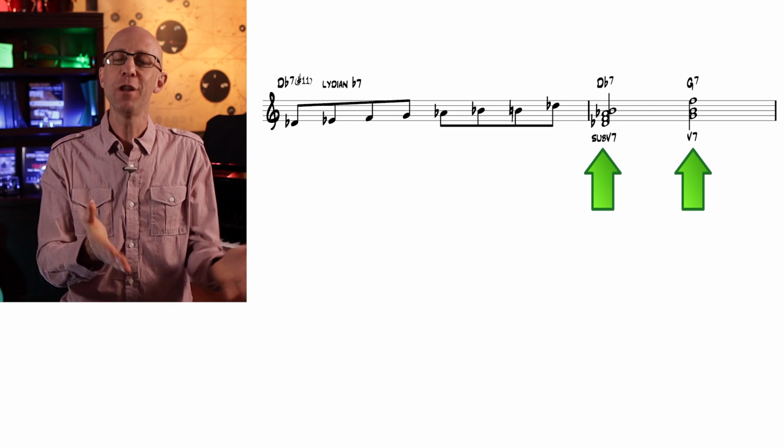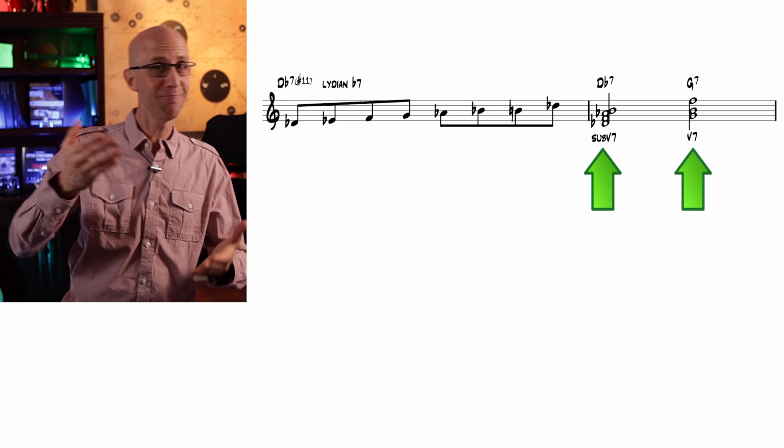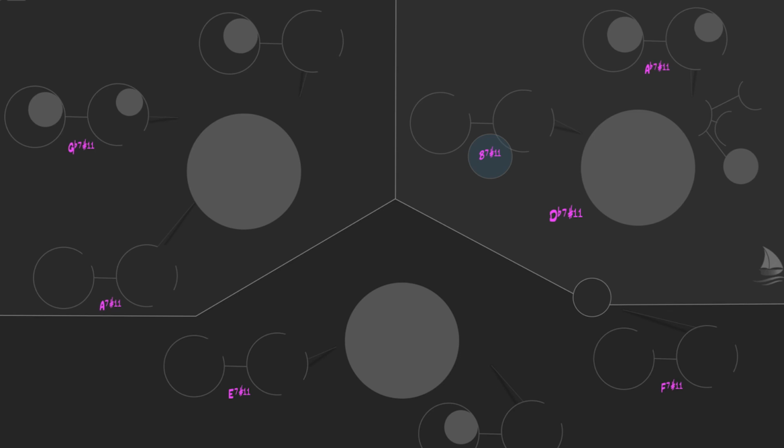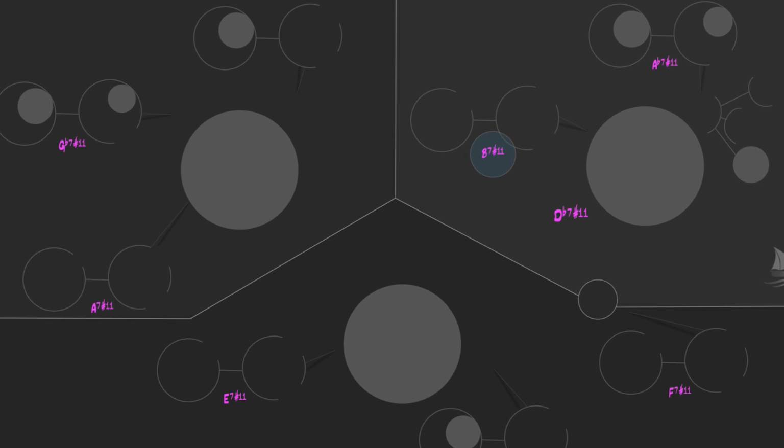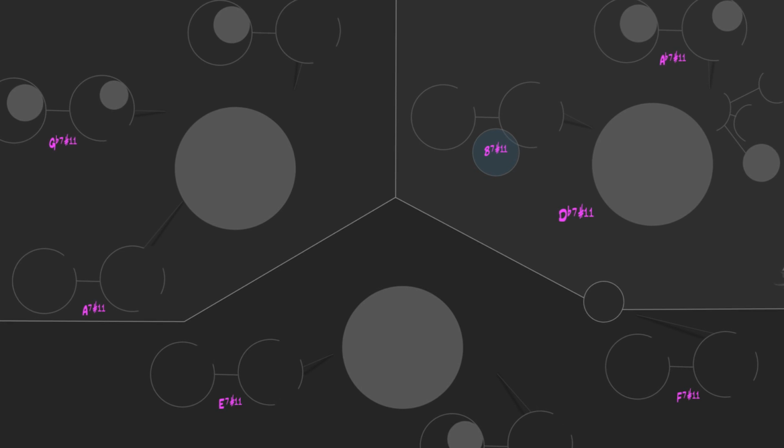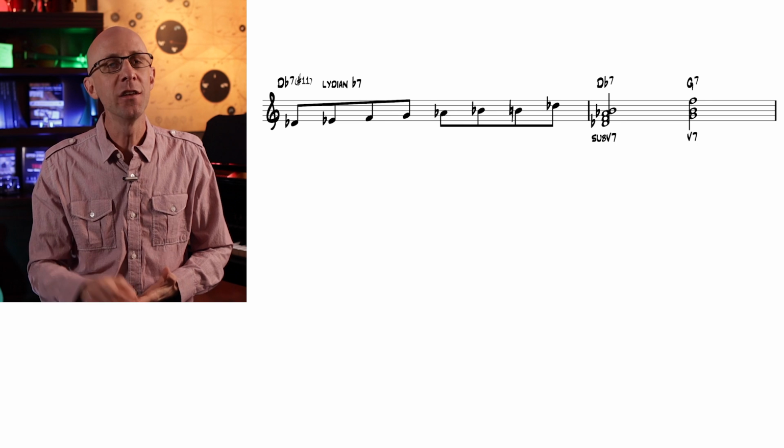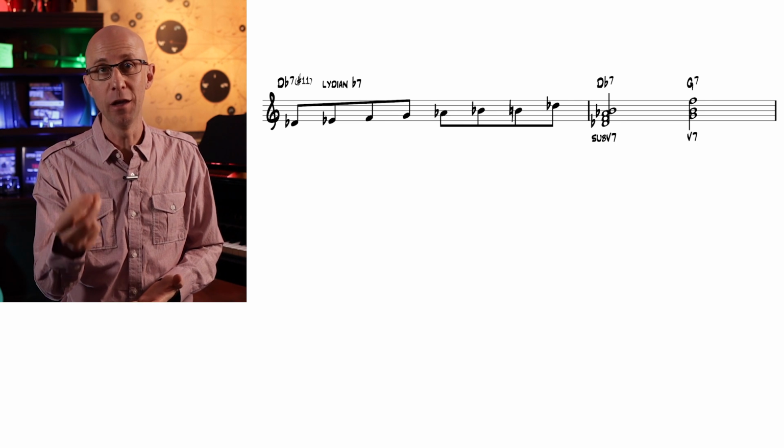So in a way, we're playing both chords, D flat 7 and G7 at the same time. And if you look at all the sub 5 chords in our map, they're all paired with Lydian flat 7 scales. This is an essential mode of the melodic minor. I could keep talking about the modes of melodic minor forever.